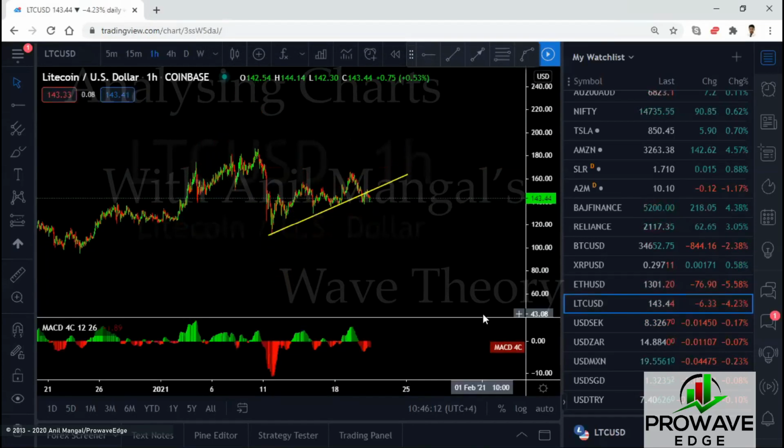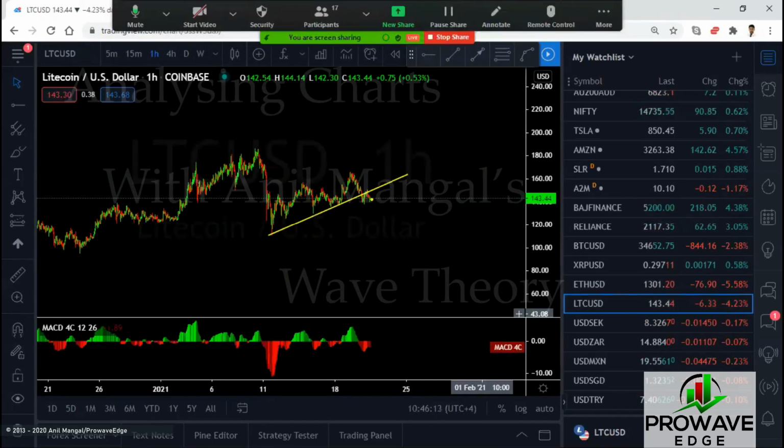LTC, downside, and you might be getting the downside here if they consolidate here. This could be a sell, at least to break this low, and then we'll see what happens from that point.